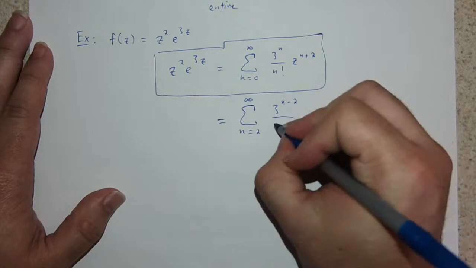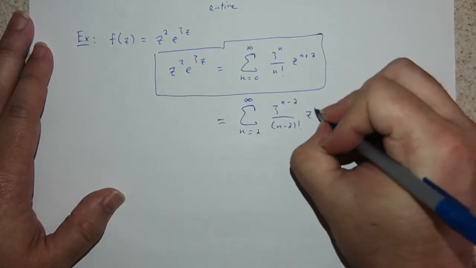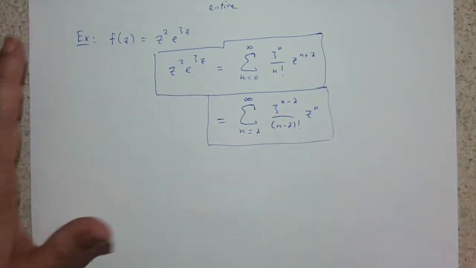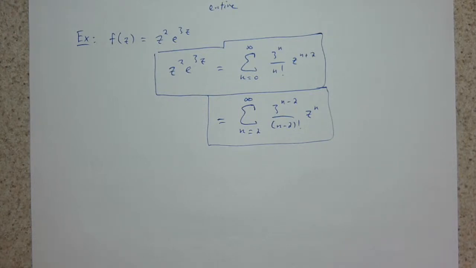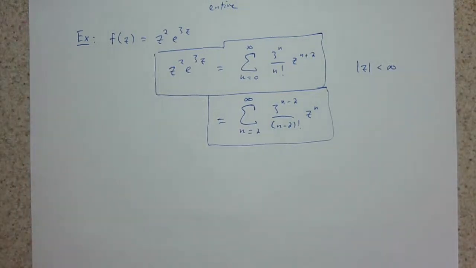And I need this factorial term to start at n minus 2, factorial. So z to the n. Okay. So of course I can always rescale this so that my power of z here is n. But of course no reason to do that unless you just really want to. And this is of course for z in the complex plane.